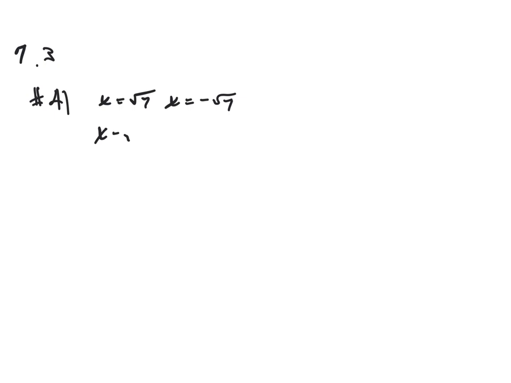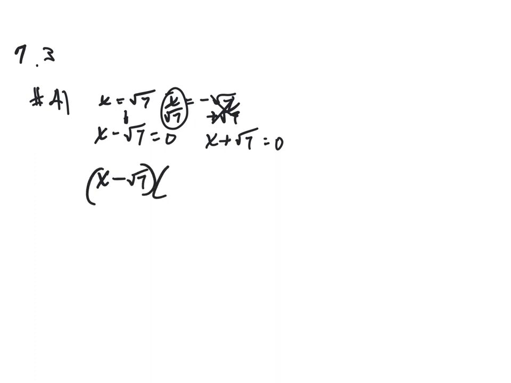So we're going to subtract the square root of 7 for this one and get 0. And we're going to add the square root of 7 over here to get rid of it on the right-hand side and set that equal to 0. So we added square root of 7 and added square root of 7. And so those cancel and became 0, and we're left with x plus square root of 7. So now all we do is whatever we have equal to 0, we put in parentheses, and we do the FOIL.